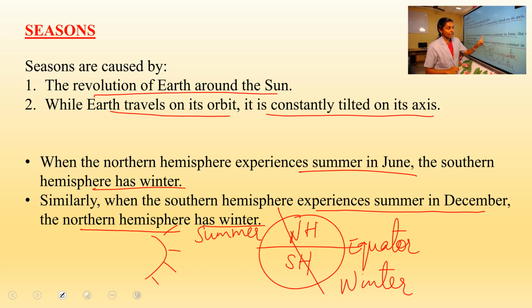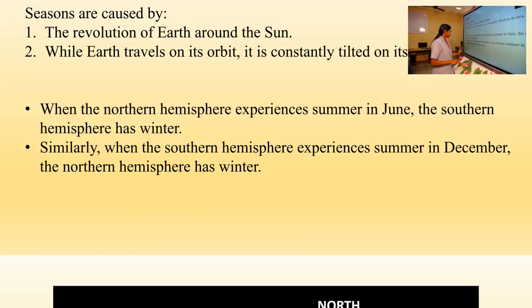Okay. Similarly, the southern hemisphere experiences summer in December. So during the month of December, the southern hemisphere is facing the sun. Okay? So as the southern hemisphere faces the sun, the southern hemisphere will experience summer season, while the northern hemisphere, which is turned away from the sun, will experience the winter season.